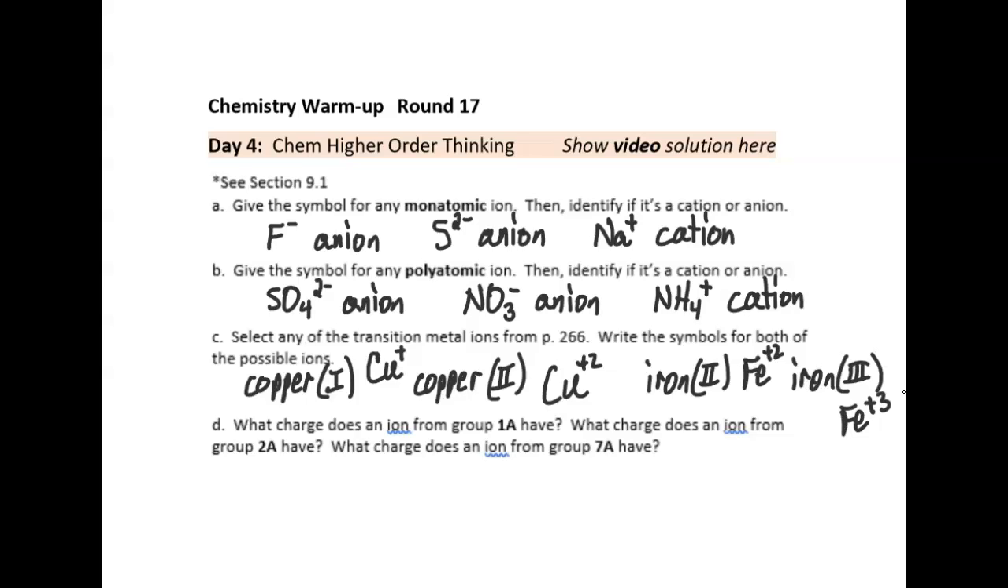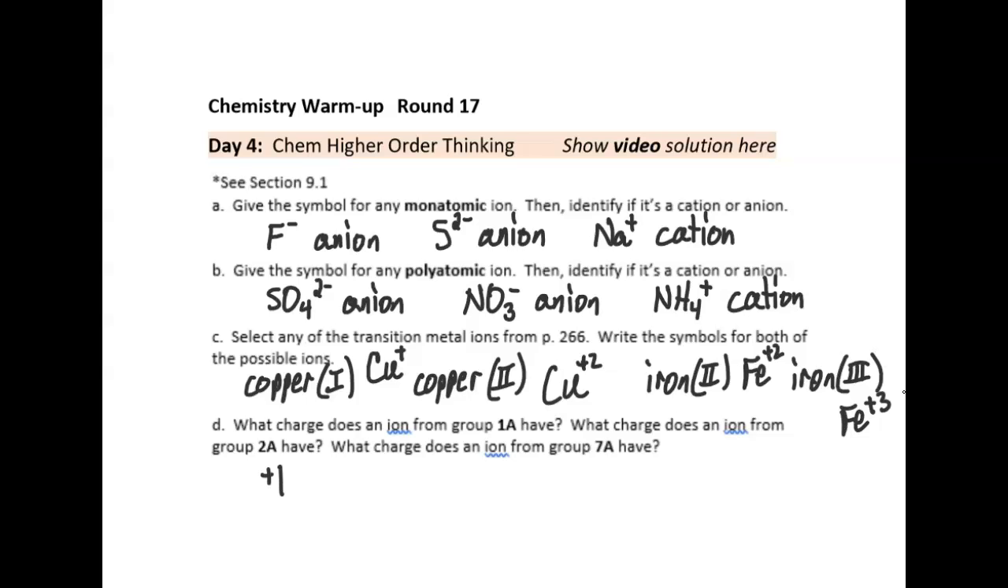Some metal atoms are able to turn into ions with different amounts of positive charge, depending upon how many valence electrons are lost. The metal ions that are capable of this are always going to be located in the transition metal area of the periodic table. And it's not all of the transition metals that do this, but some of them do, and they're listed on page 266. Question D, what charge does an ion from group 1A have?